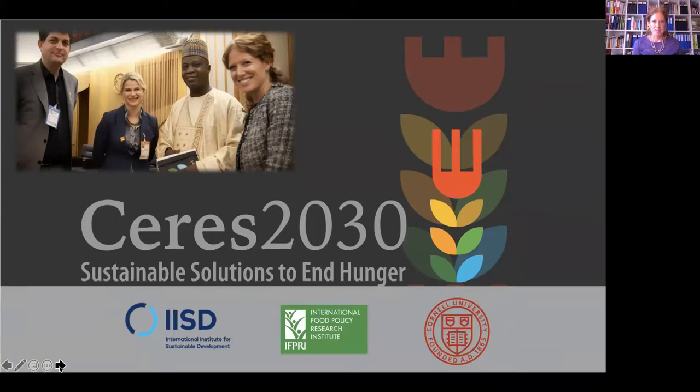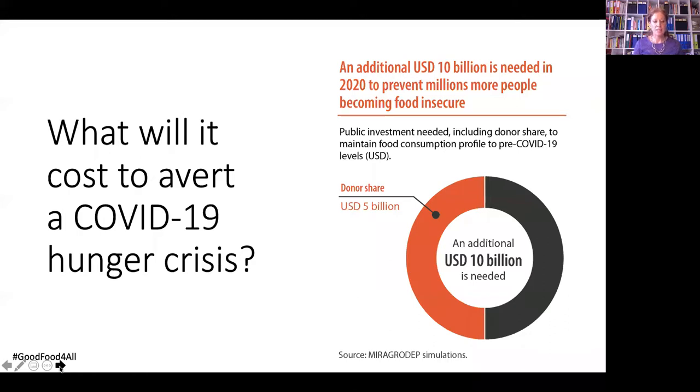Next slide. With this scenario, we find that it will cost an additional $10 billion in 2020 to prevent a COVID-19 hunger crisis. To put that into perspective, that's just over 1% of the 750 billion euro package that the EU agreed to last night. To calculate this number, we used a macroeconomic model developed by David Laborde and other colleagues at IFPRI. The model integrates epidemiological data from the London School of Hygiene and Tropical Medicine and household data from National Statistics and the World Bank's LSMS surveys.